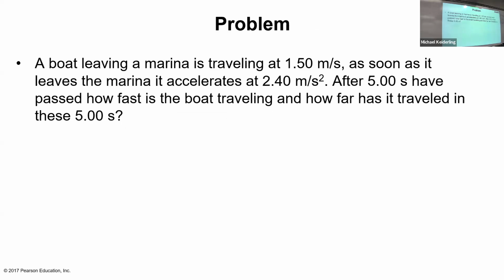So here is a problem with these equations. We have a boat leaving a marina. It's traveling at 1.5 meters per second. So that's your initial velocity. And as soon as it leaves the marina, it accelerates at 2.40 meters per second squared. That's your acceleration. And after 5 seconds have passed, that's the time. How fast is the boat traveling, and how far has it traveled? So I'll give you a few minutes to work on this, and then I'll go through the solution.